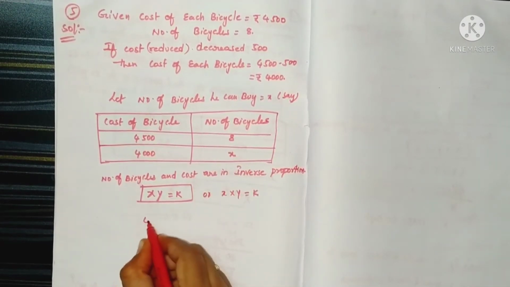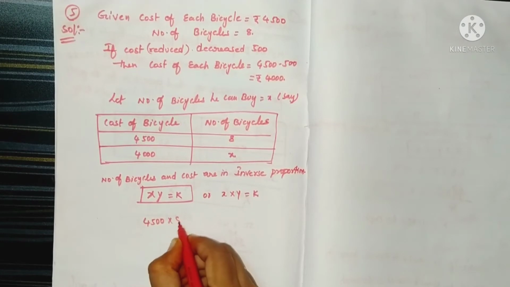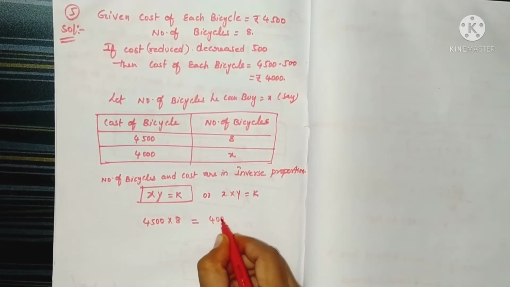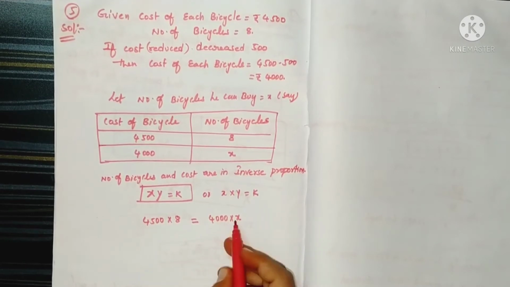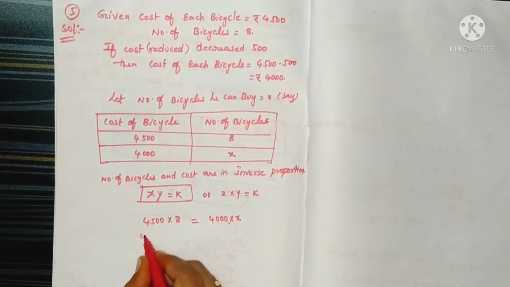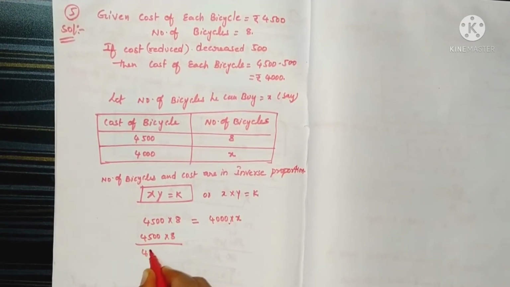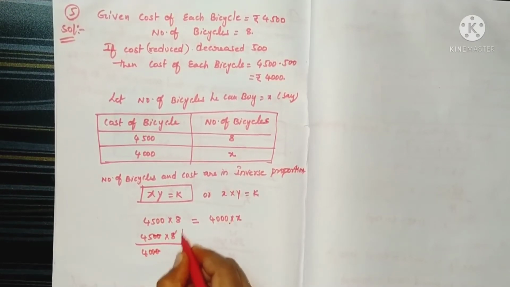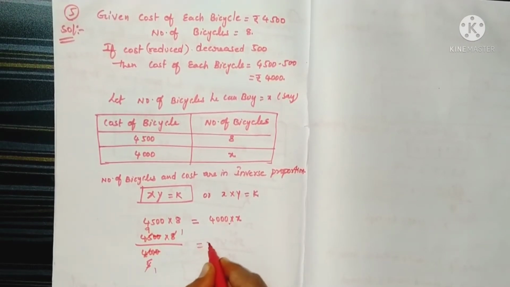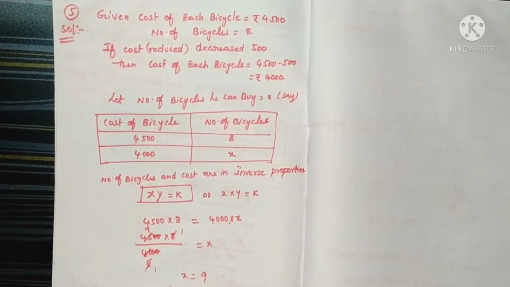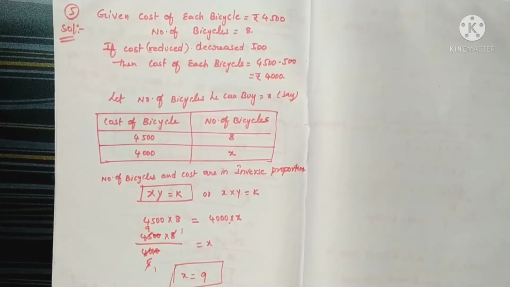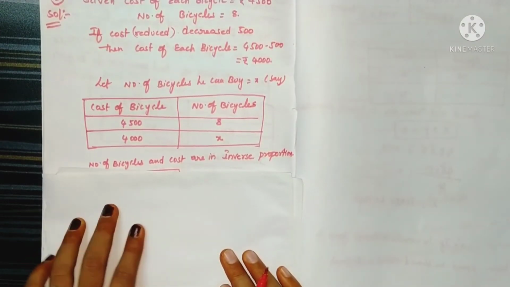So simply multiply: 4500 into 8 is equals to 4000 into x. So what is in multiplication here, when it comes to this side, 4500 into 8 by 4000. So cancel these two zeros. 8 ones are 8, 8 fives are 40. 5 ones are 5, 5 nines are 45. Okay. So x is equals to 9. So if the cost decreases by 500, how many bicycles can he buy? 9 bicycles.